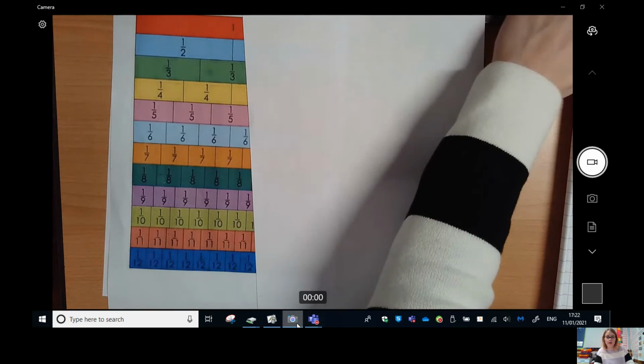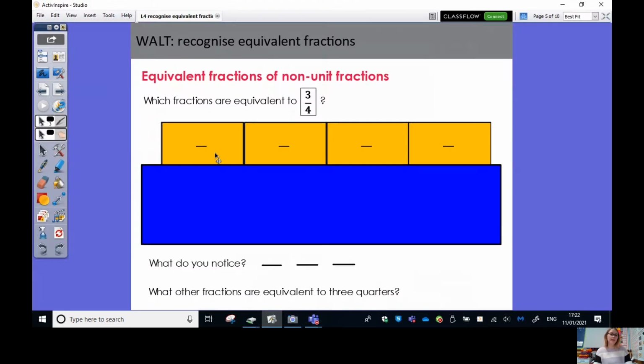So let's have a look at that on our board plan here. Okay, so I have 1/4, 2/4, and 3/4. Oh, my writing is not very good today. And 4/4. Okay.